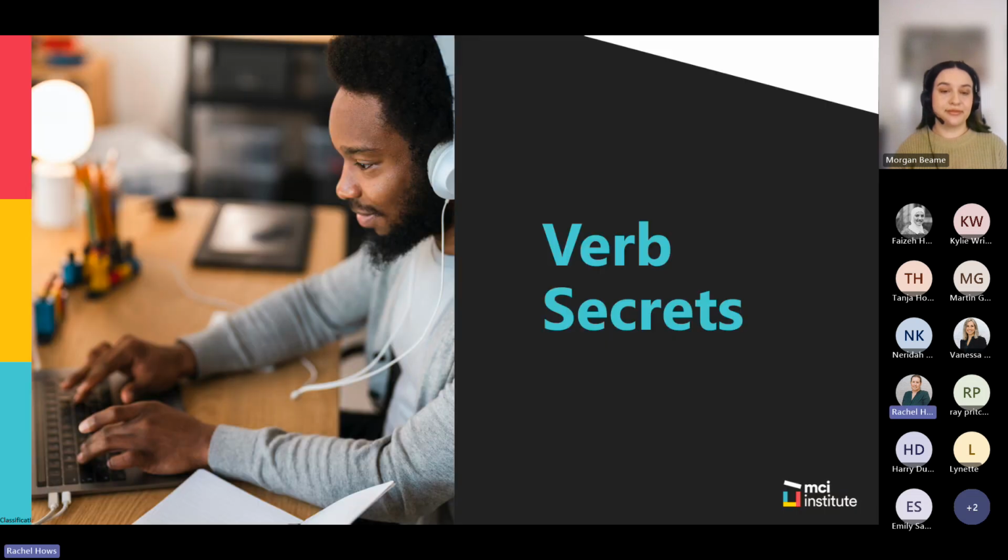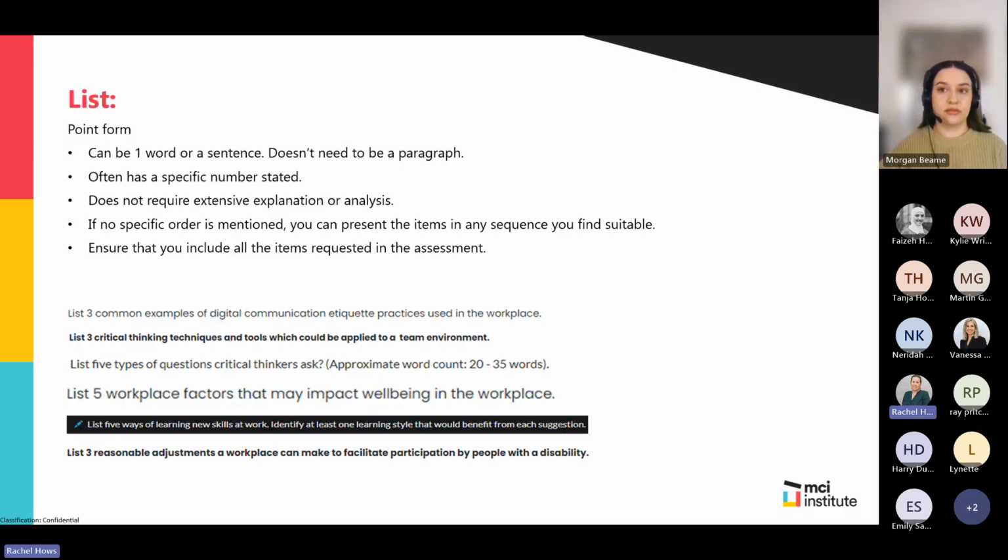Okay, so moving on to the verb secrets, we'll go to the first verb, which is list. There are some examples below from some of the assessments. A list can be one word or a sentence. It doesn't need to be a whole paragraph. Often it has a specific number stated, so take note of that. You can see, in pretty much all those examples, there's a number stated. It doesn't require extensive explanation or analysis. As I said, just one word is often enough, depending on the question.